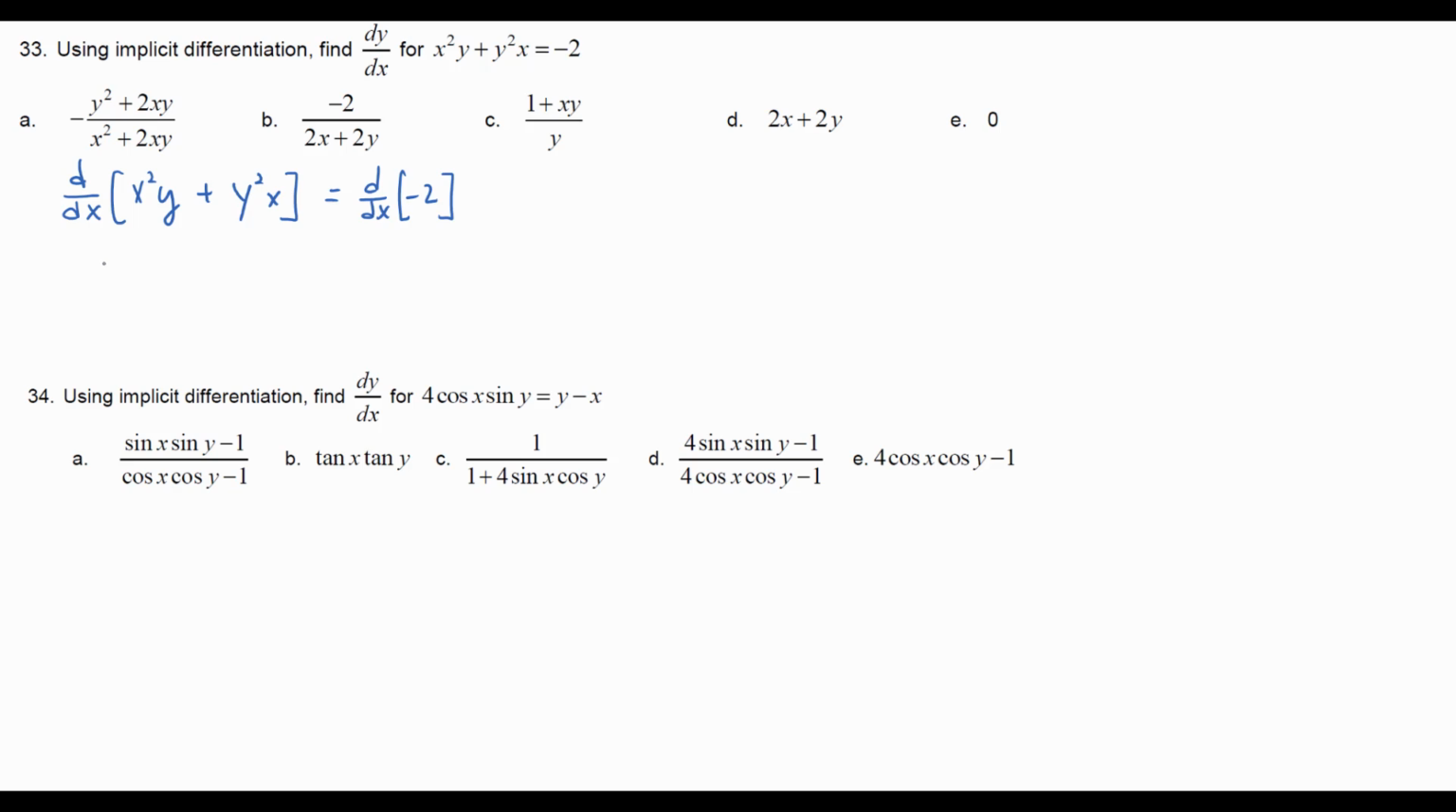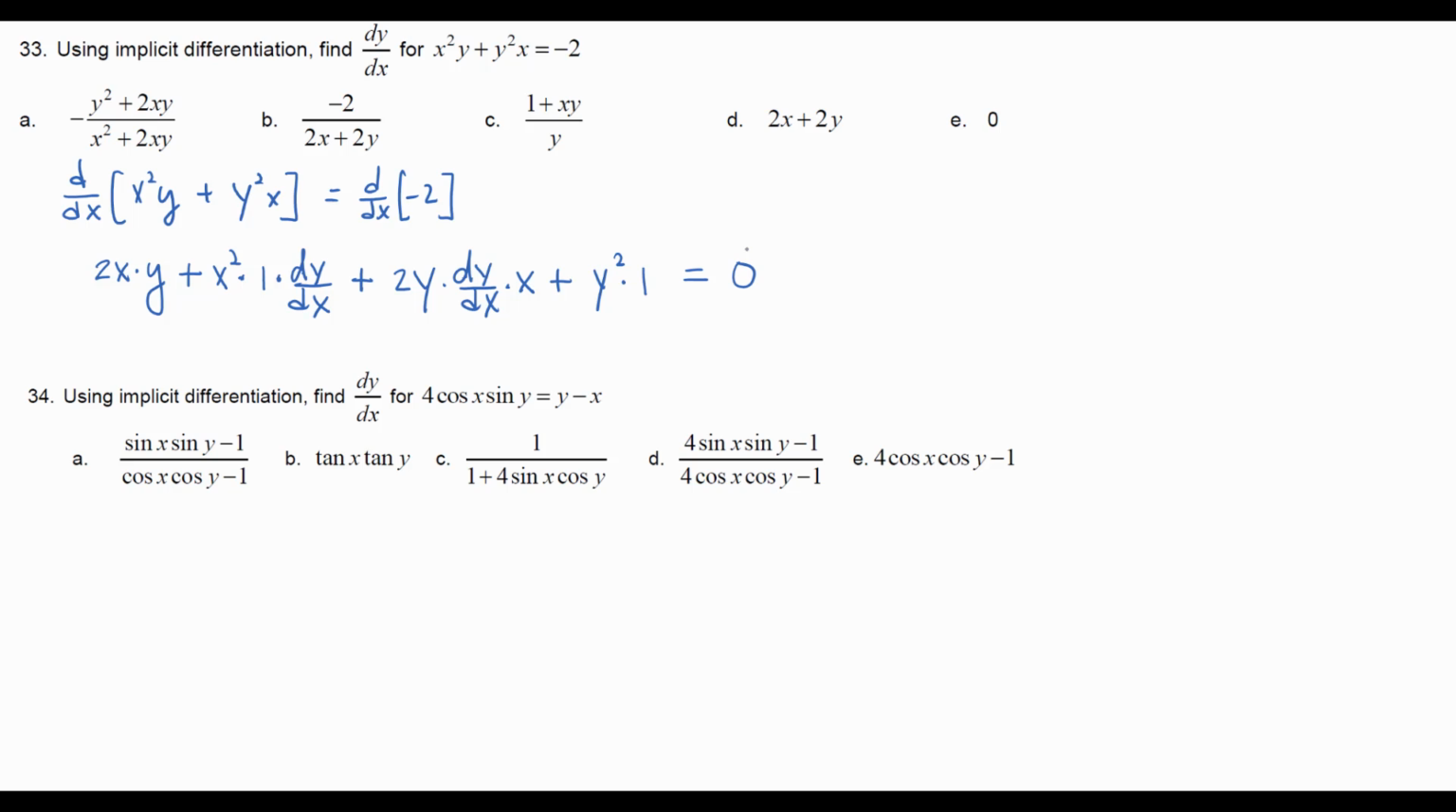So you just get 2x times y plus x squared times the derivative of y, which is 1 times the chain rule, dy/dx. Plus, now we're going to take the derivative of y squared x. So take the derivative of y squared, we get 2y dy/dx times x plus y squared times the derivative of x, which is just 1, which is equal to the derivative of a constant, which is 0.